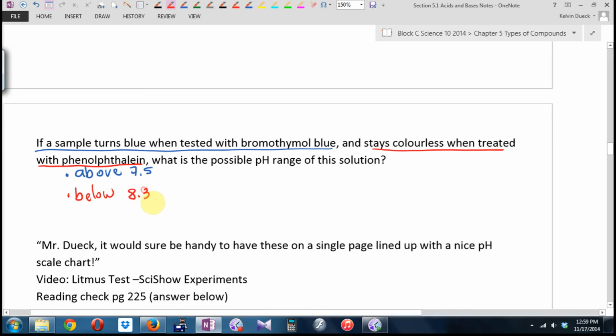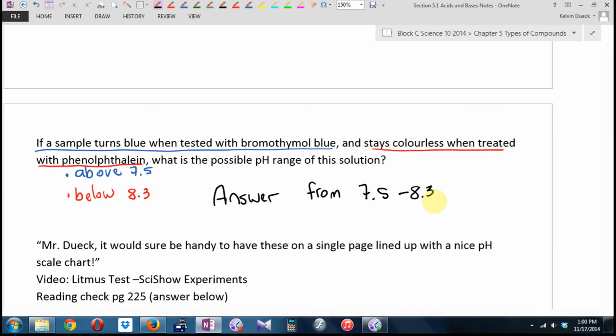So below about 8.3. Okay, so if I'm in CSI and you now had to make a guess, I'm trying to identify a mystery substance, what do we think the pH range of this substance is? From about 7.5 to 8.3. We've narrowed it down using 2 tests. We know it's less than a certain amount, bigger than a certain amount, so it allows us to narrow it in. In a real lab with fancy equipment, you could be even more specific.